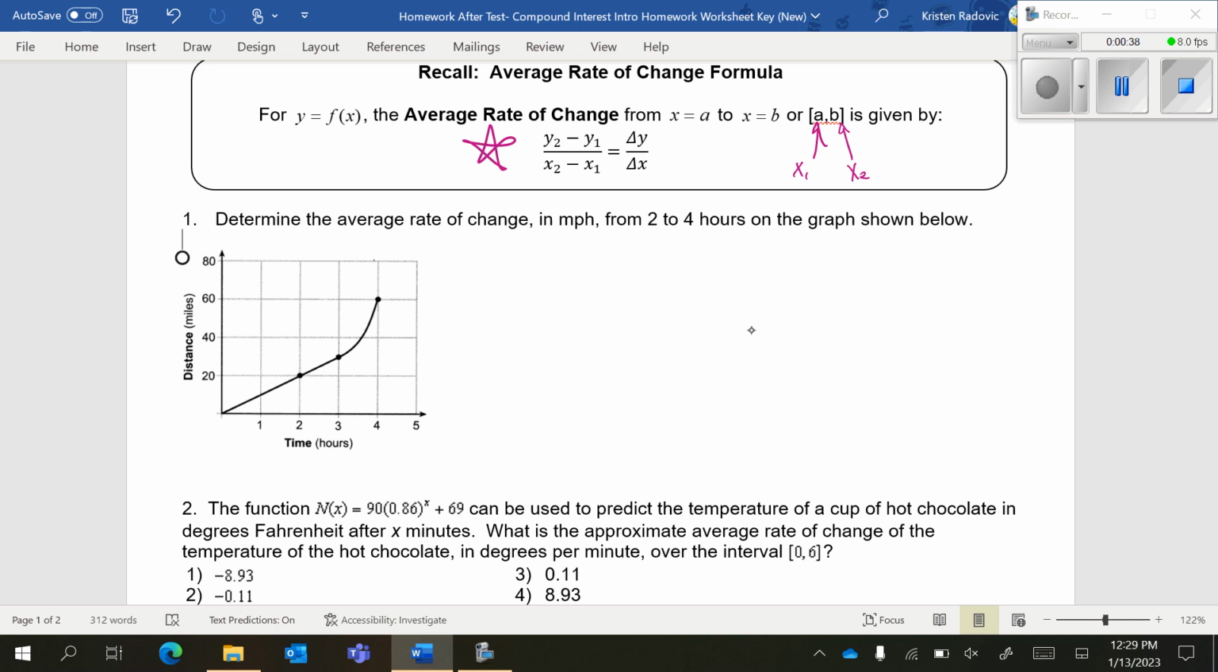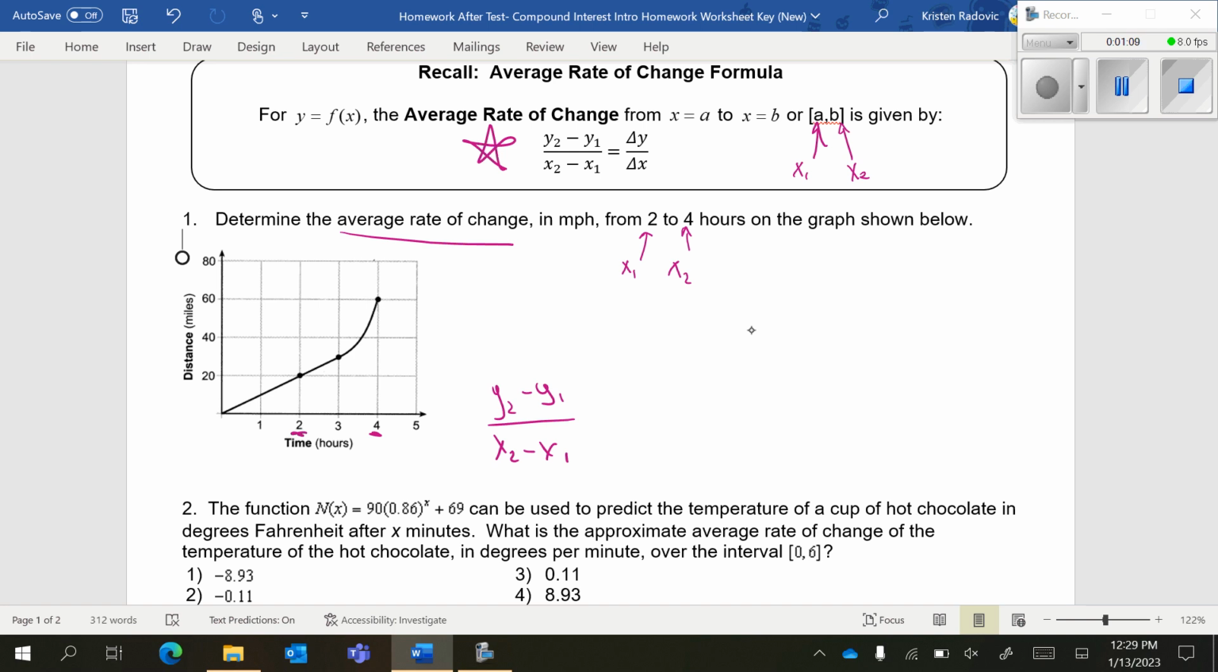So in the first example, and this we've done, we have determined the average rate of change from 2 to 4 hours. These are x values. We have x1 and we have x2. And we're going to try to put it into y2 minus y1 over x2 minus x1. Now, we're going to actually go to this graph, and all we know is that x1 is 2, and x2 is 4.